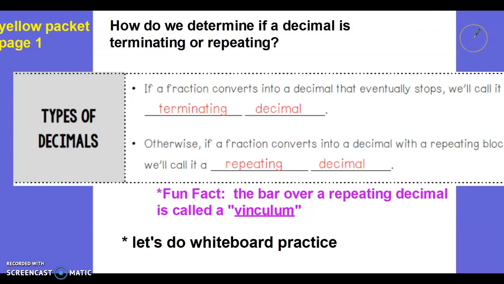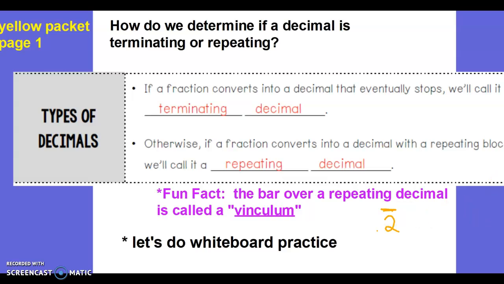And then how do we know if it's a terminating or repeating decimal? If a fraction converts into a decimal that stops, we call it a terminating decimal. If it converts into a decimal that has a repeating block or a repeating section of numbers, we call it a repeating decimal. And just a fun fact, the bar that we put over a repeating decimal, like that 0.2 with the bar over it, is called a vinculum.